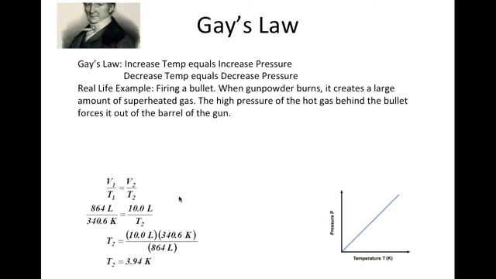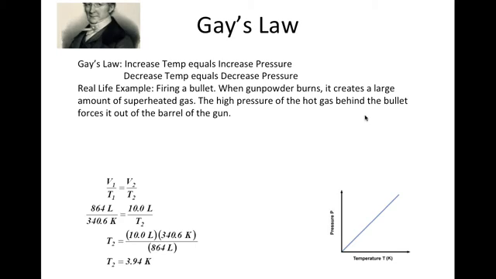Gay-Lussac's law. Increased temperature equals increased pressure, decreased temperature equals decreased pressure. A real life example is firing a bullet. When gunpowder burns, it creates a large amount of superheated gas. The high pressure of the hot gas behind the bullet forces it out of the barrel of the gun.